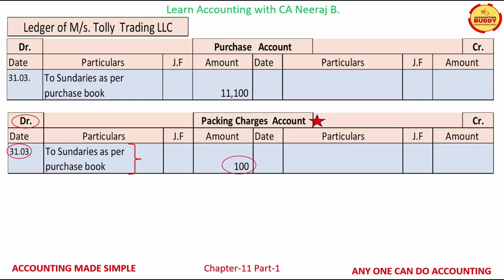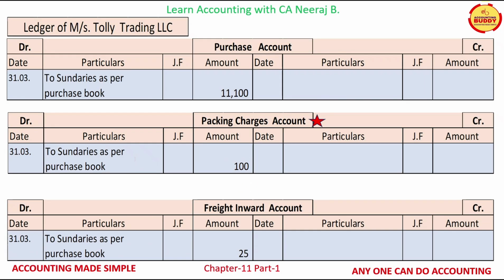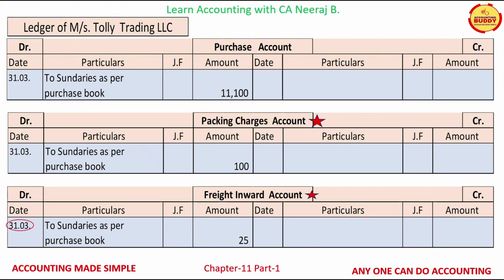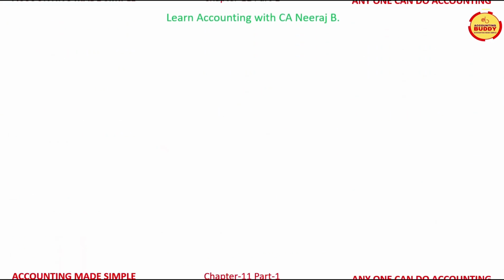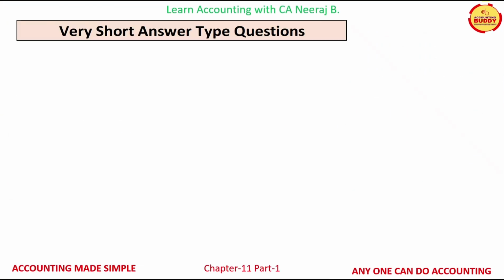Now the freight paid to one of the suppliers will be posted in the freight inward account on 31st March 25 on the debit side of the freight inward account by writing the words "to sundries as per purchase book" for $25. Under this section, let us take a few very short answer type questions.